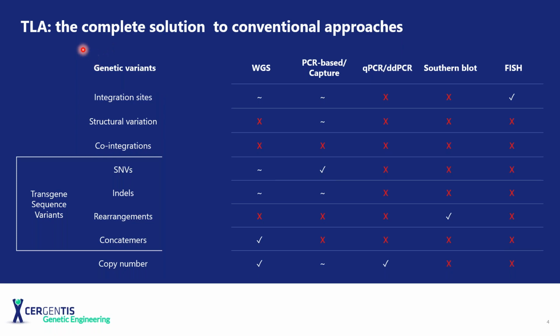So fortunately, there are new alternatives like TLA, where in one single assay you can gather very comprehensive information to assess the complete genetic makeup of your cell line. And it ends up being more cost effective when you can just use one method instead of a combination of methods.